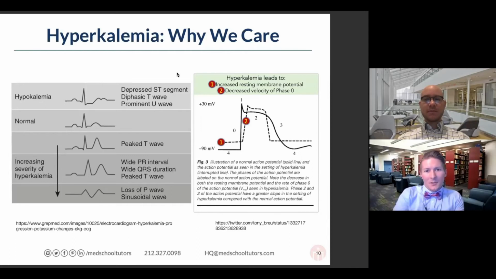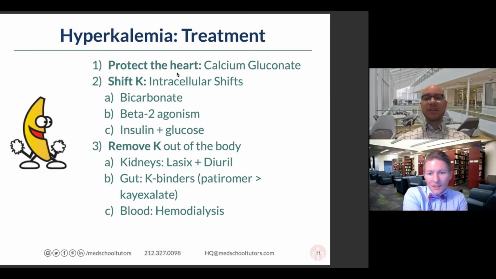Anything to add to that, Moses? No, that was beautifully said. And it transitions really into what we want to discuss here, which is the treatment of hyperkalemia. And for me, this comes in 3 steps.